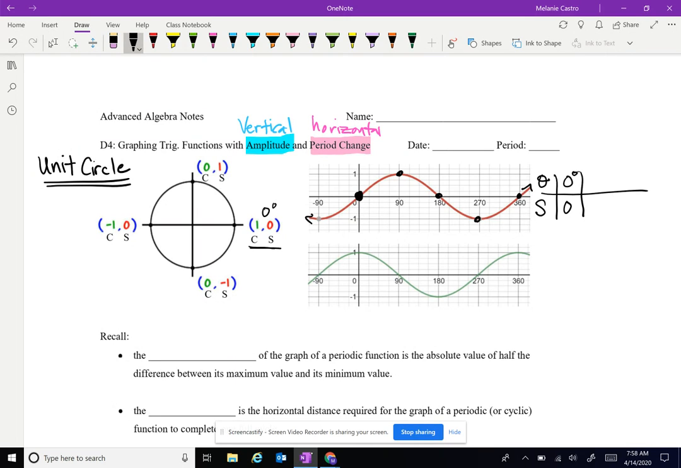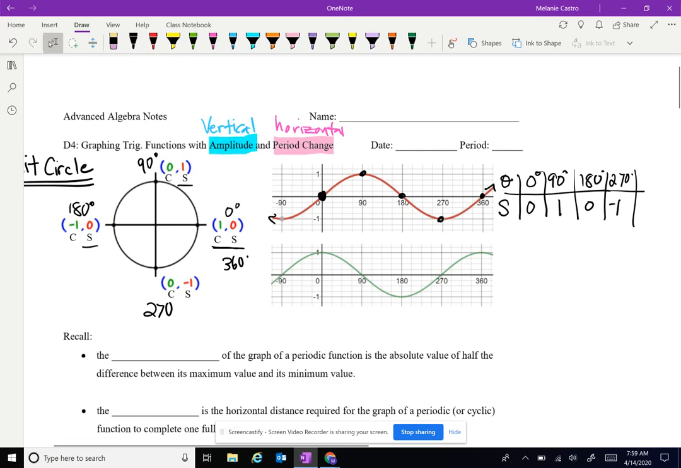Then if we rotate to 90 degrees, our sine function is at positive 1. If we then rotate to 180 degrees, our sine function is at 0. If we rotate to 270 degrees, we're at negative 1. And then back to 360, we're back at 0. I ran out of a little bit of room, I'll nudge it over. At 360, we're back at 0. So those are the 5 critical values that we see plotted here.